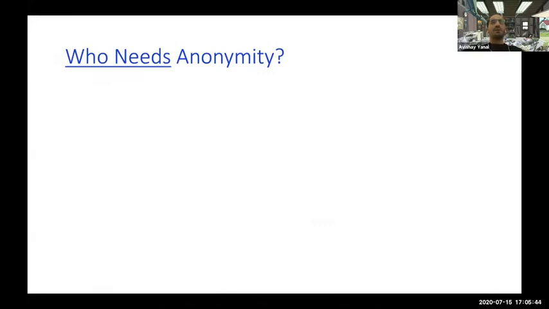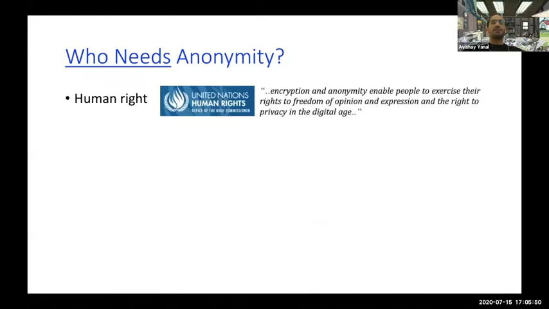So it is a natural question to ask who needs such kind of anonymity guarantees. First, a UN report from 2015 states that encryption and anonymity enable people to exercise their right of freedom of opinion and expression and the right to privacy in the digital age. So they urged countries to make sure people are free to use such tools.